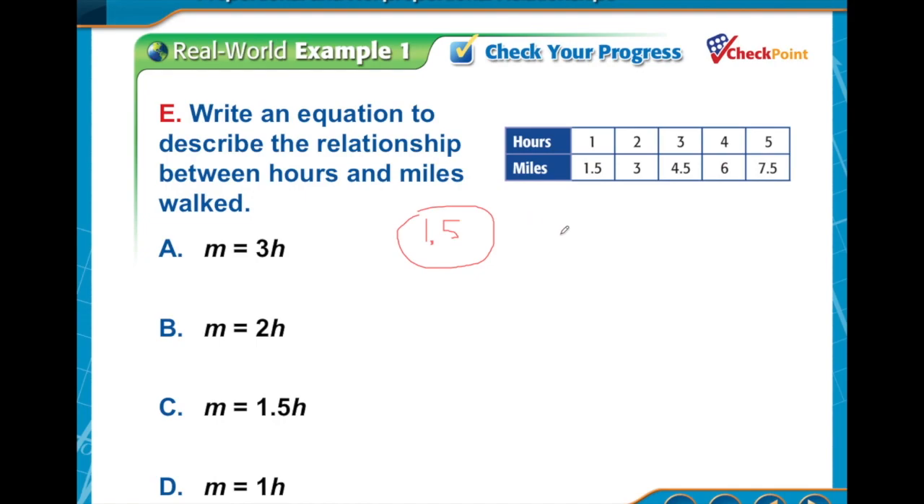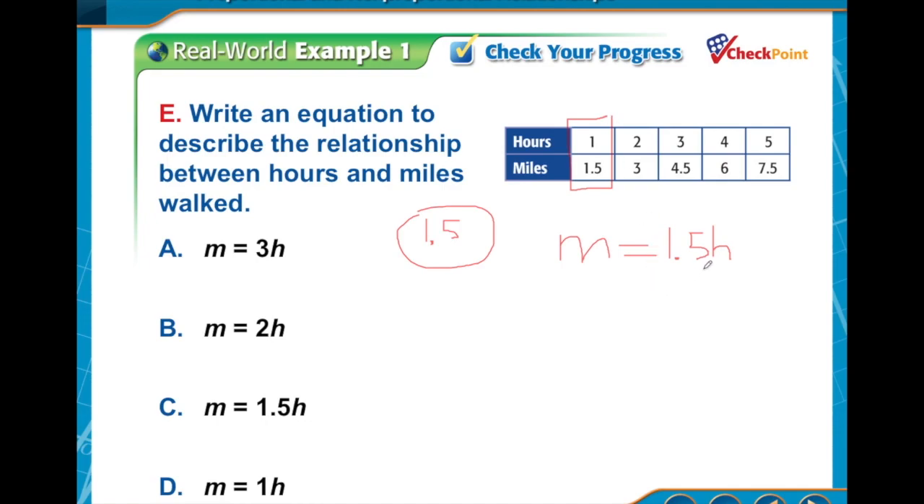We know the number of miles can be predicted by 1.5, there's our slope, times what? The number of hours. So let's check that. If we went for 1 hour, how many miles should we get? Well, 1.5 times 1 would be 1.5. Is that a point in our graph? Yes, it is right here.